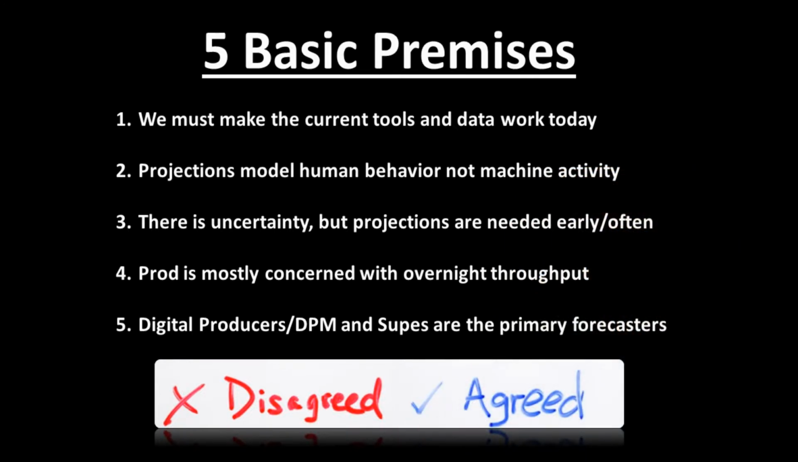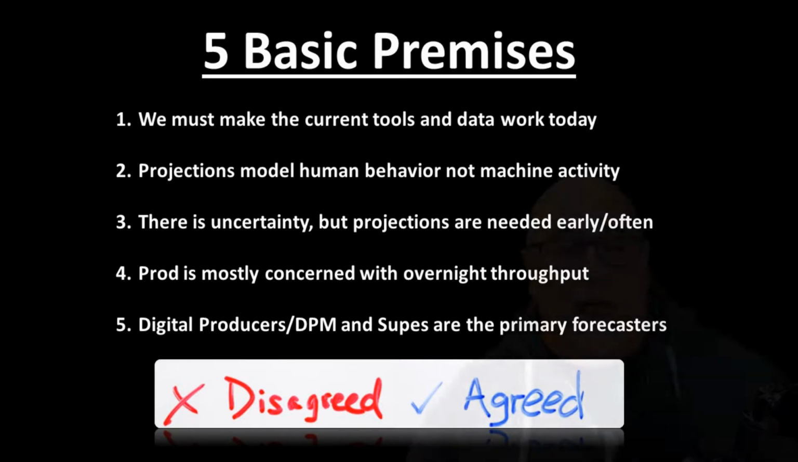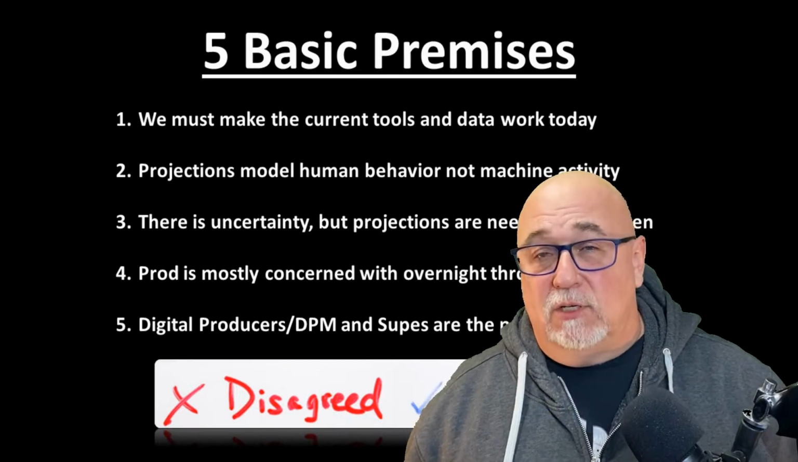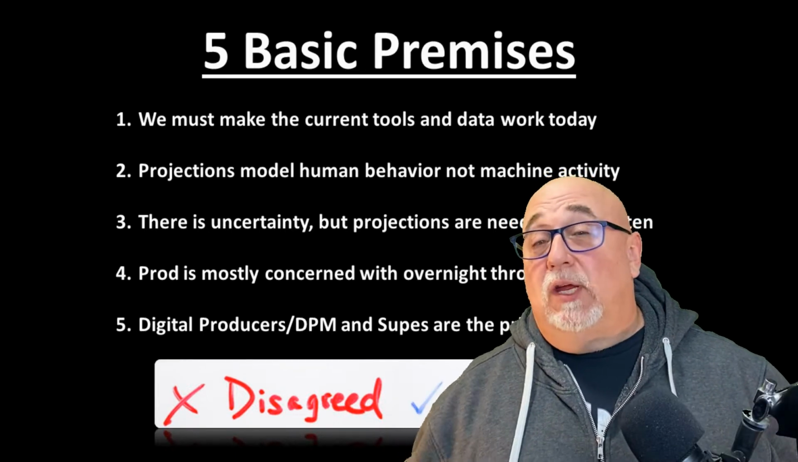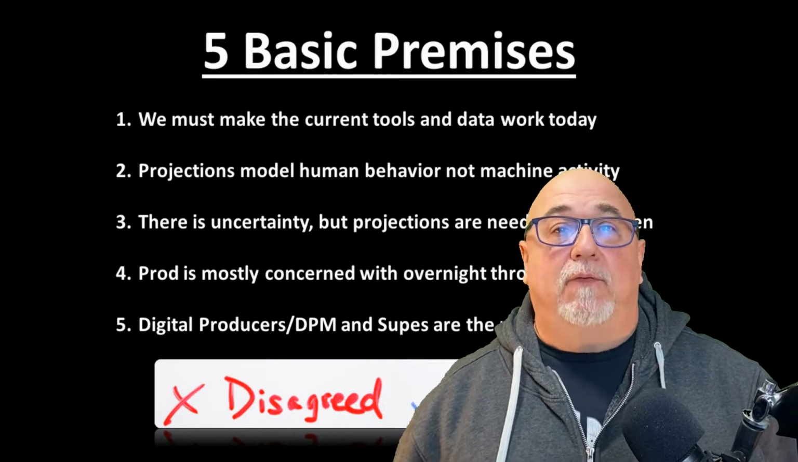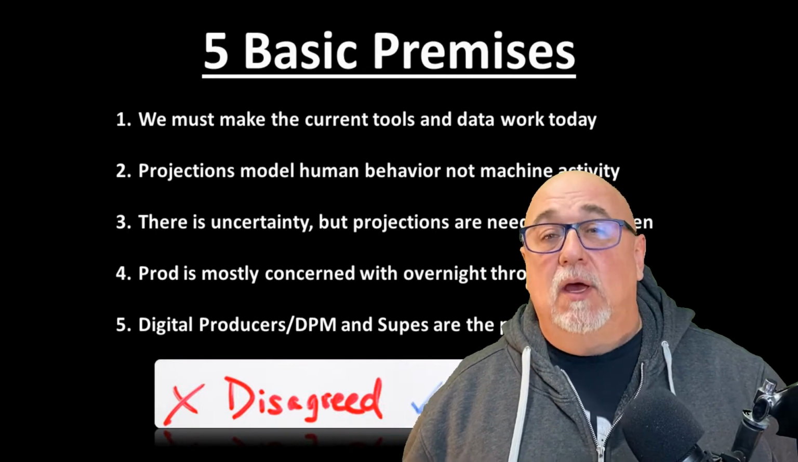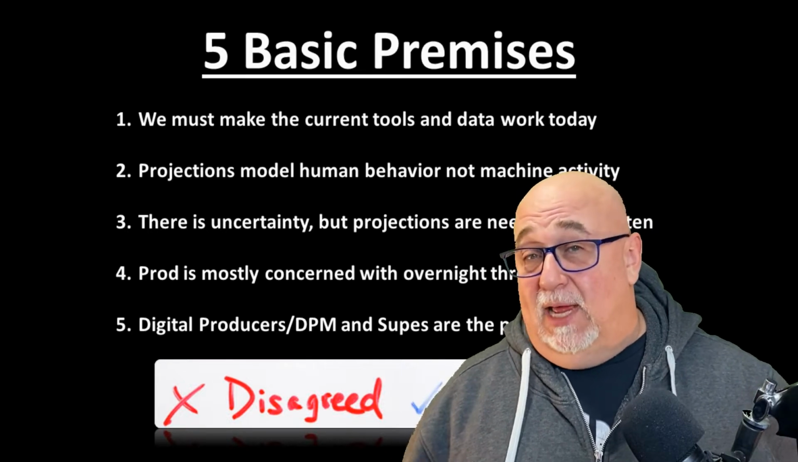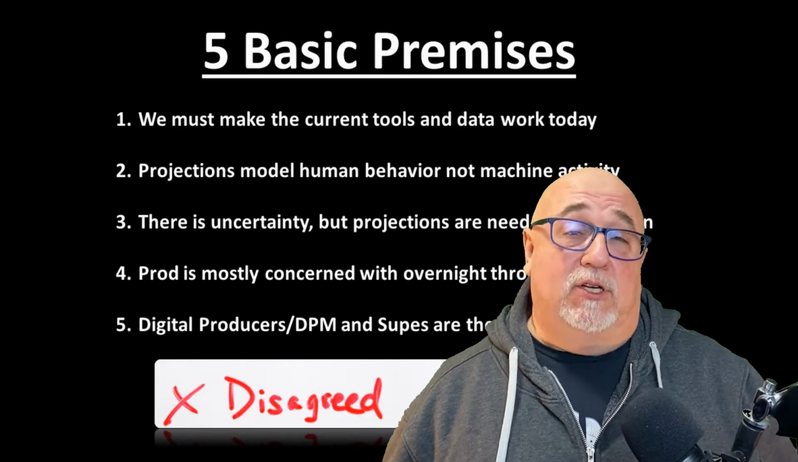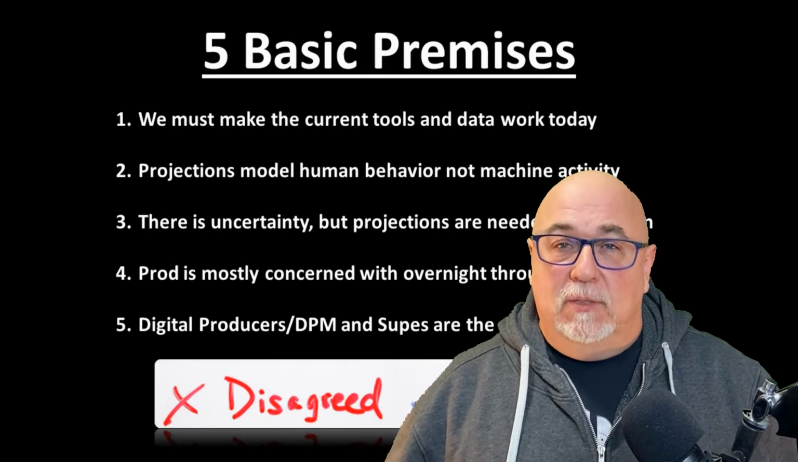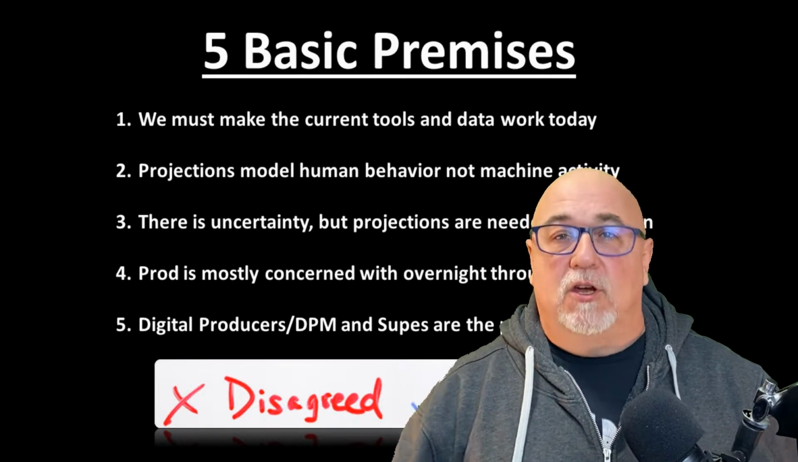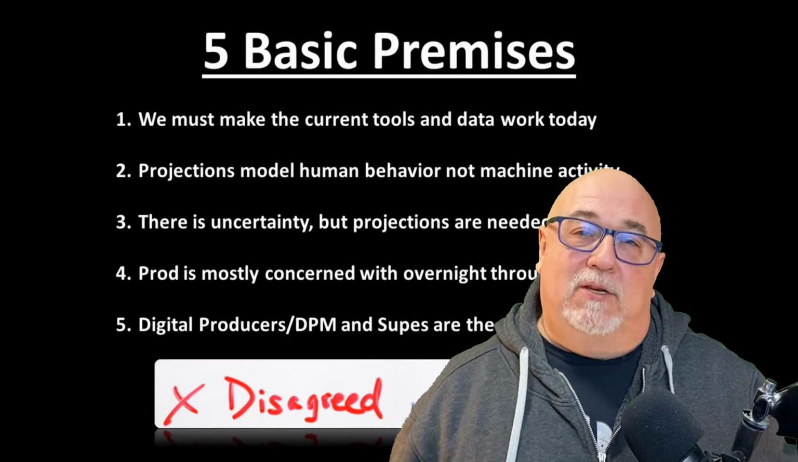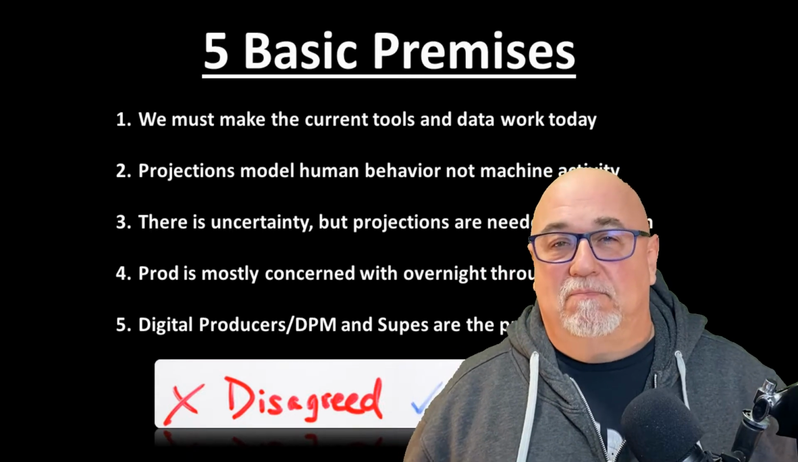And 5, digital producers, digital production managers, and the show supervisors are the primary forecasters. You cannot rely on your IT manager or some resource manager or your render wranglers to create a projection for you. They can often create a lot of the framework for you to come up with your best guesses. They can often help you gather the data and run the tests so that you can make good, accurate projections. But in the end, the judgment and the time has to be put in from the show itself. And I've never been into a studio where that wasn't true.